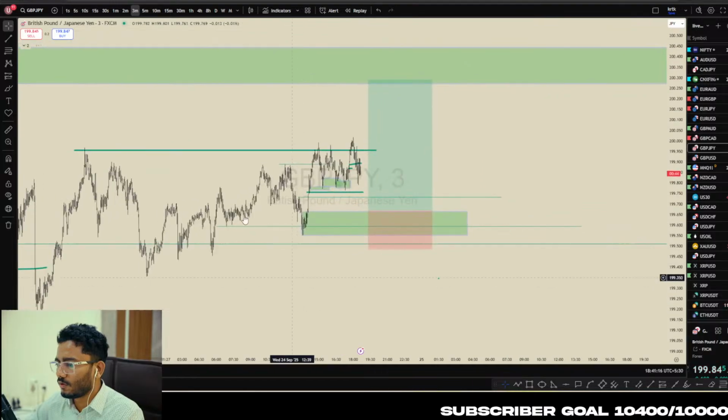So if price taps this area and then gives a CHoCH from here only, then we'll look for entry from this change of pattern, because sometimes price will not tap this order block.